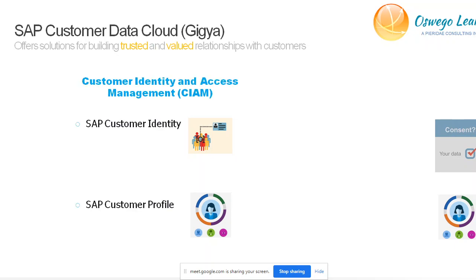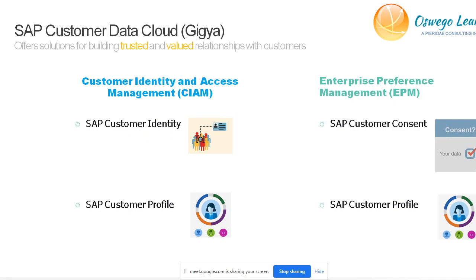so it has two pillars. One is customer identity and access management, that is called CIAM, and the other one is enterprise preference management, that is EPM. In SAP, we can see customer identity and access management, SAP Customer Identity. That customer identity is very much important for any business. So in the case of Customer Data Cloud, SAP takes the customer identity in a very secured way, and they create the customer profile in a broad manner, and this security is very important.